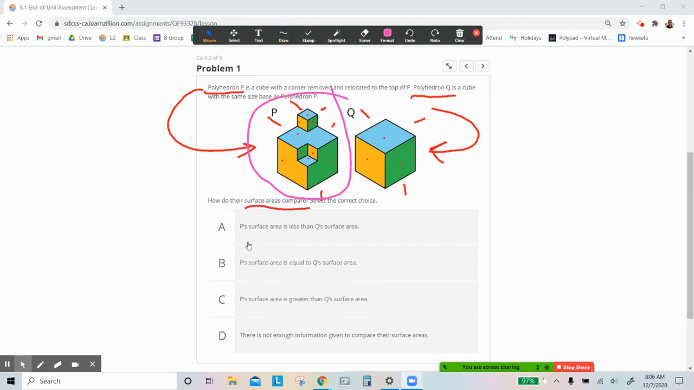So if we look at our solutions, P surface area is less, no. P surface area is equal, no. P surface area is greater than Q surface area, correct. There's not enough information given to compare their surface areas. That is incorrect. The correct answer is C.